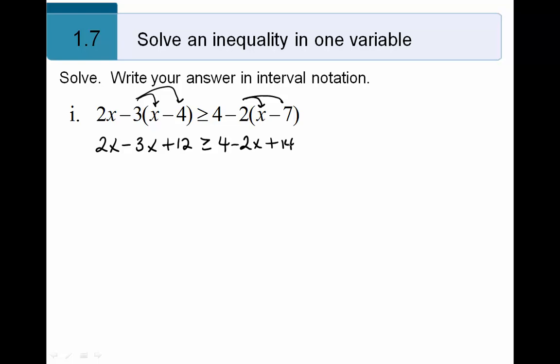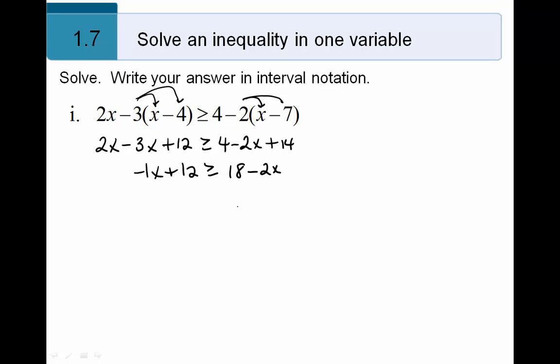With the grouping symbols eliminated, both sides of the inequality contain like terms, so let's combine those. On the left-hand side, those like terms are variable terms. A positive 2x and a negative 3x is a negative 1x. On the right-hand side, the like terms are constant terms or numbers. A positive 4 and a positive 14 is a positive 18. At this point, step 1 is complete. Grouping symbols have been eliminated and like terms have been combined.